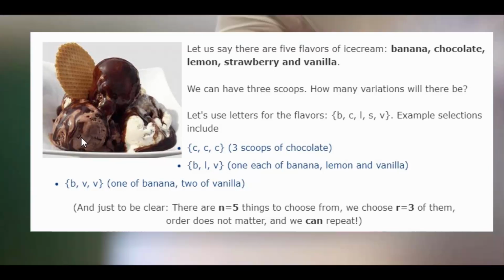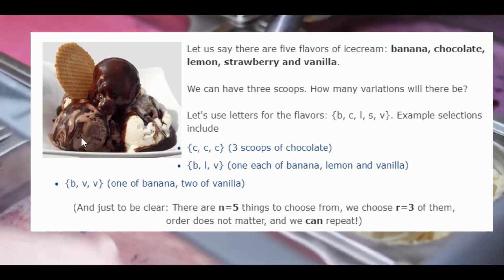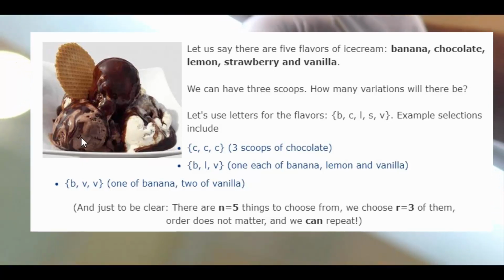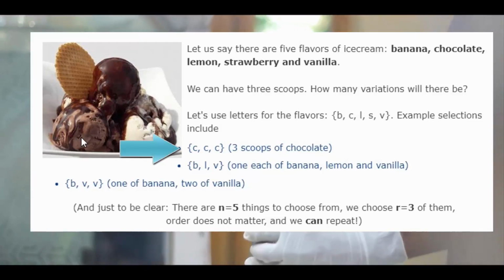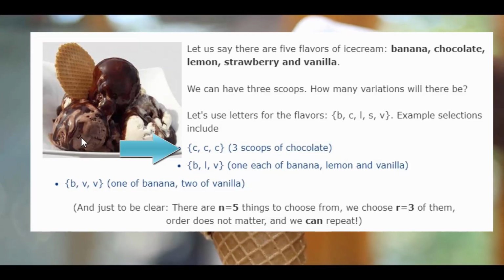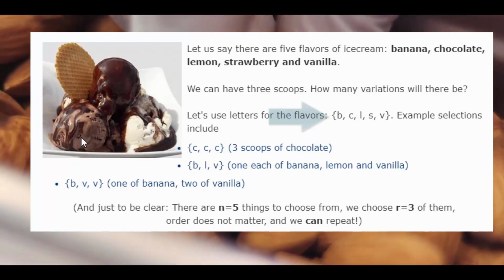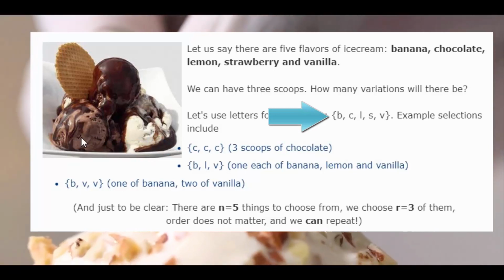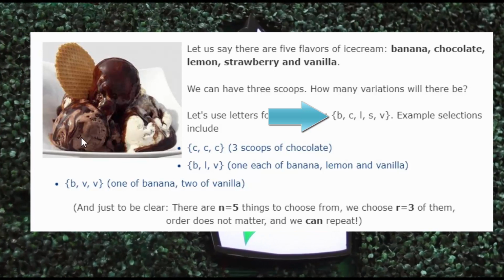So basically what we'll do is, for the equation, I'm just going to put in our set, 3C. Let me give a letter for each of the flavors of ice cream: B for banana, C for chocolate, L for lemon, S for strawberry, and V for vanilla.